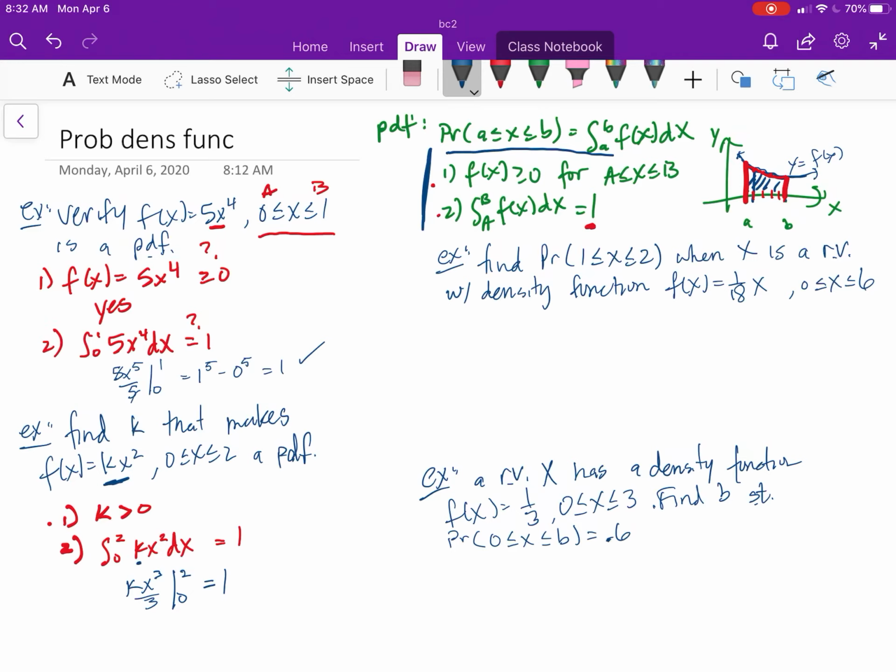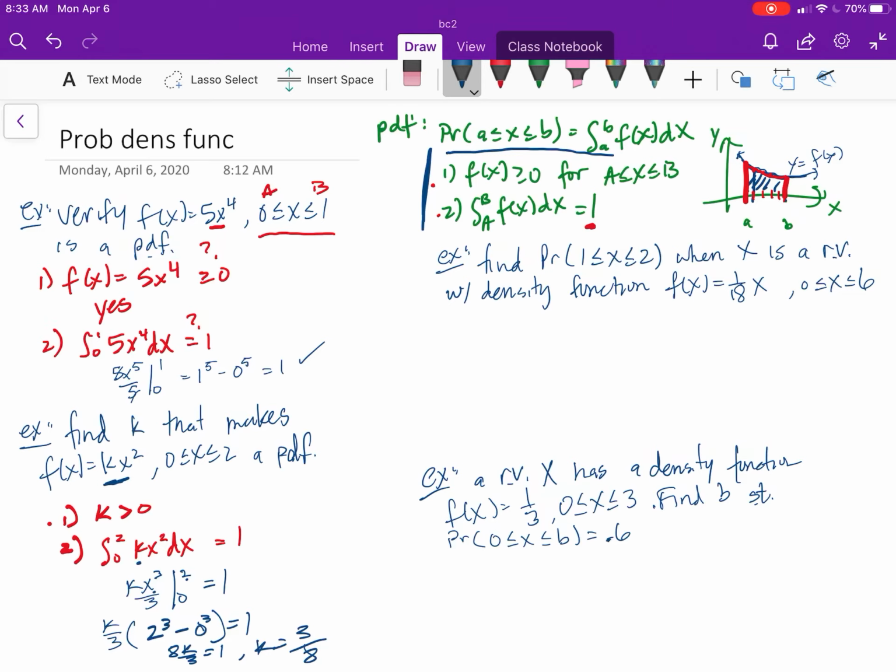So I'm going to go in and just factor out this k over 3. Right? And now let's substitute 2. So 2 to the third minus 0 to the third equals 1. So I'd have 8k over 3 equals 1, and multiply by the reciprocal, so k equals 3 over 8.